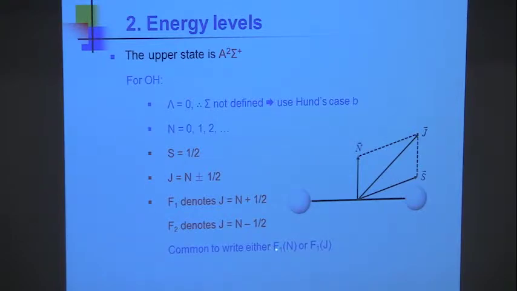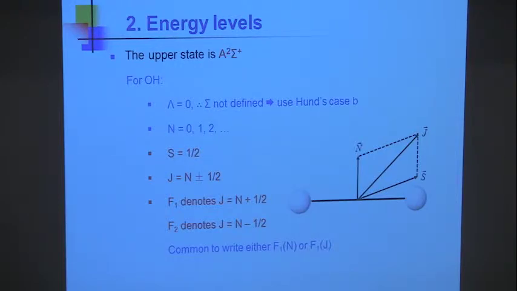So you'll see that the state that we're considering might be written F sub 1 of n, or sometimes it's written F sub 1 of j. That will tell me what level we're talking about. If this says F1 of 7, I know that j is 7.5. If you tell me that j, I can solve for n.